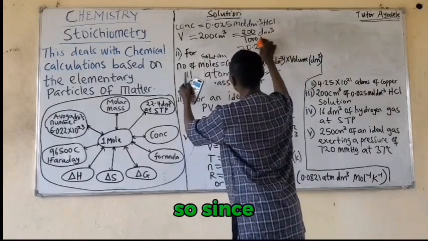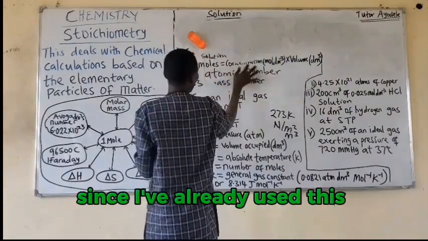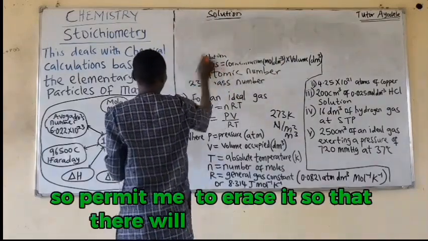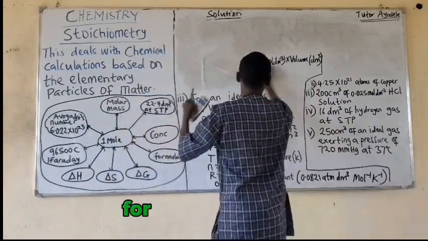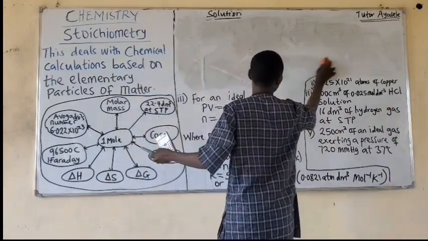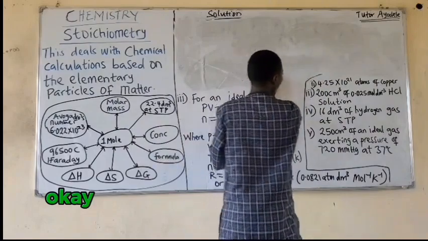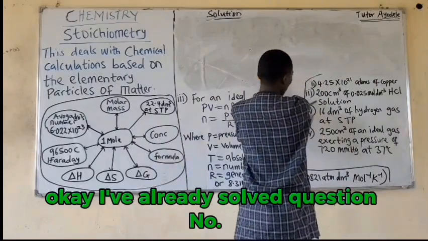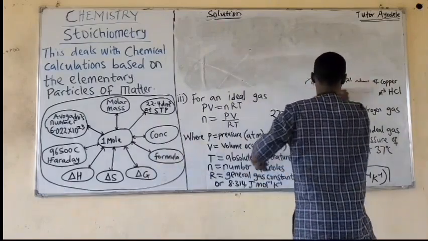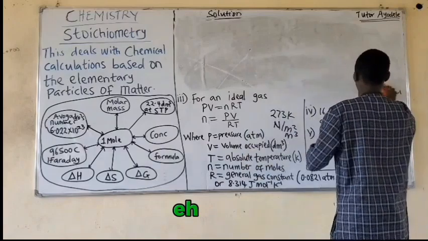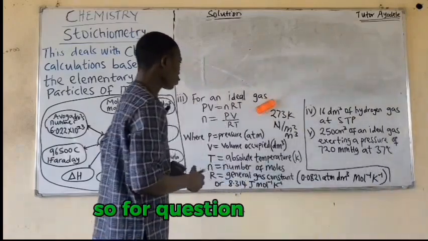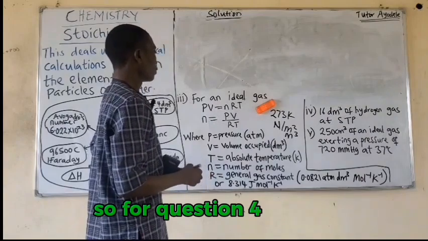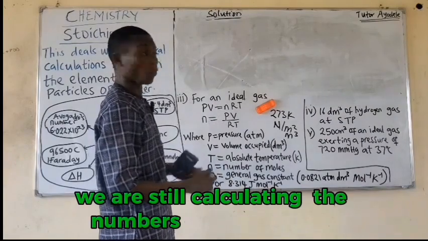Since I've already used this formula, permit me to erase it so that there will be more space for our calculation. Okay, I've already solved question number 3. Let me just erase it. Good. Okay, so for question number 4, we are still calculating the numbers of mole.